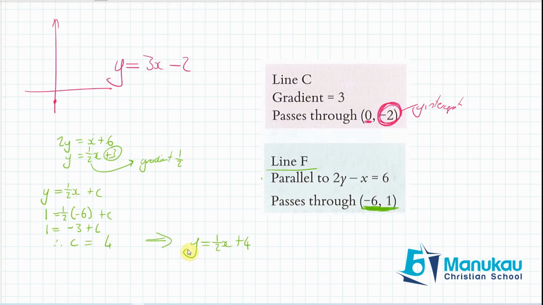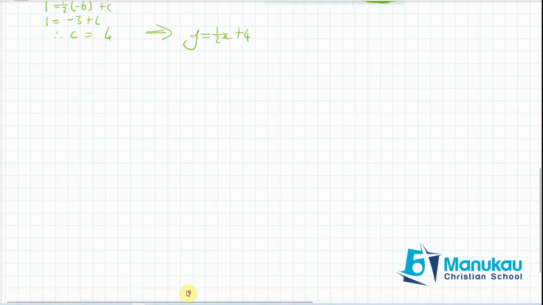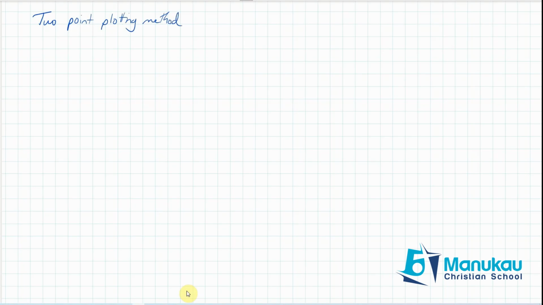Okay, a couple more things that we'll do. We're going to sketch some graphs. I'm going to talk to you about the 2-point plotting method. So this is a nice quick way of plotting graphs when they're not in the form of y equals mx plus c, but they're in another form. So here it is. Let's say we've got 5f as an example of this, right? 5f. I've been asked to sketch 2x plus 3y equals 12.